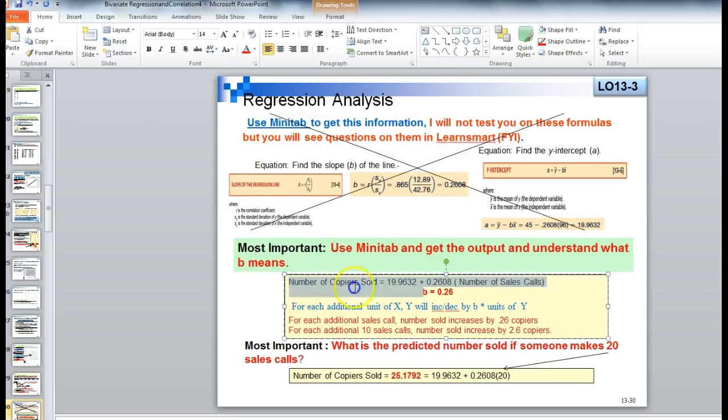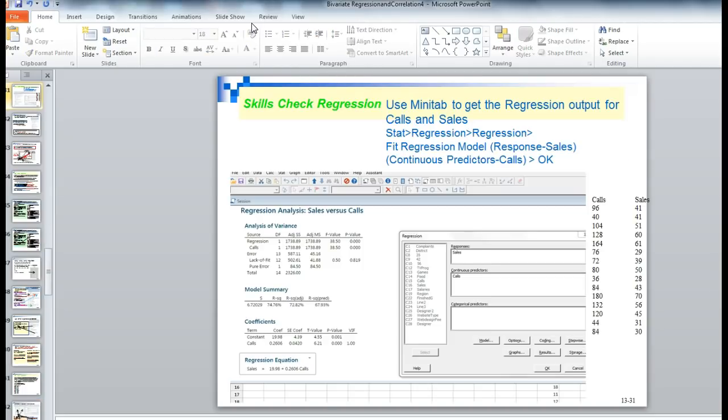So if we do run copiers sold, this is number of sales calls, and this is a number of copiers sold. For each additional sales call, number sold increases by 0.26 copiers. Or you can multiply each by 10 because it's a linear relationship. So you could say for each additional 10 sales calls, number sold increases by 2.6. And then again, what's a predicted number sold? All right, let's take a look at that. That's kind of what we're doing right now.